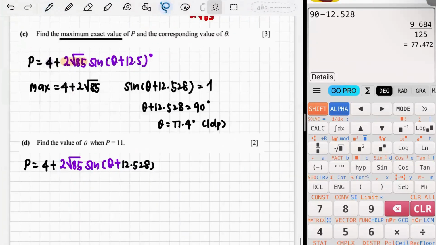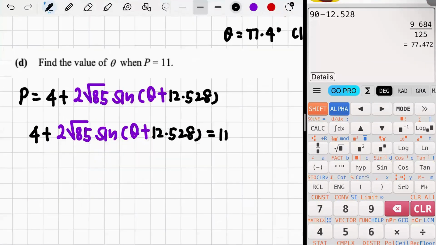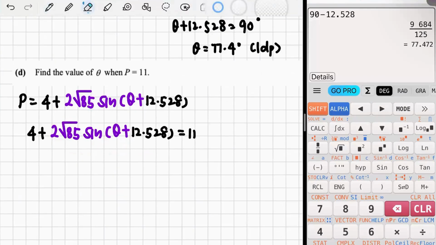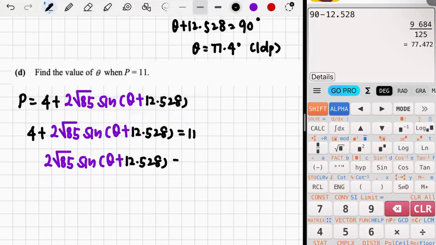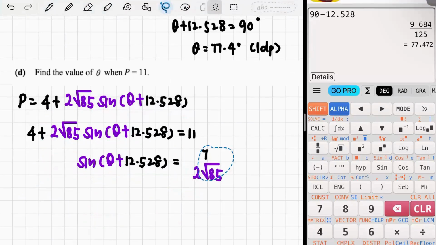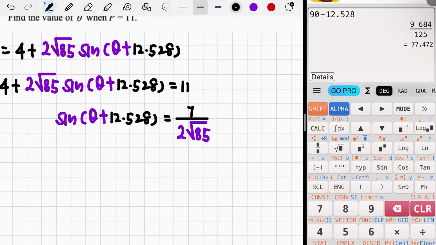Now they're saying that P is equal to 11, so just equals to 11. What I'm going to do is slowly manipulate. Bring the 4 over first. When I bring the 4 over, 11 minus 4 is 7. Bring the 2 root 85 over, and when you bring it over, it becomes a divide. Then after that, usually we will do the same thing. We determine our quadrant for solving, so ASTC. In this case, sine is positive, so first two quadrants.